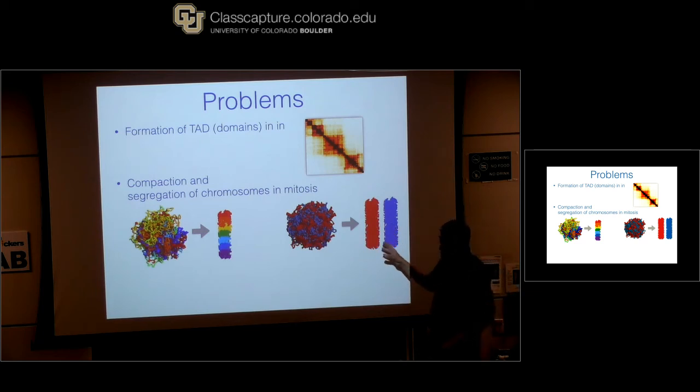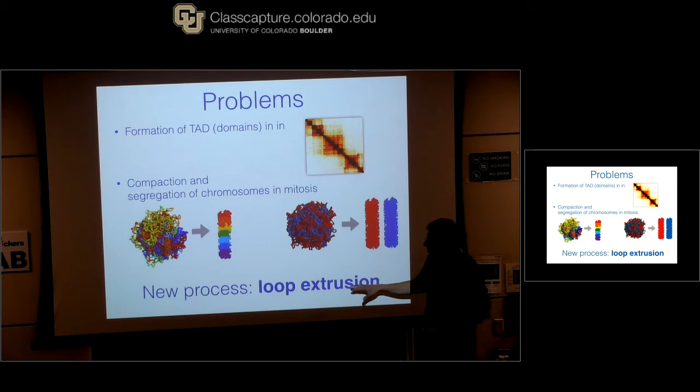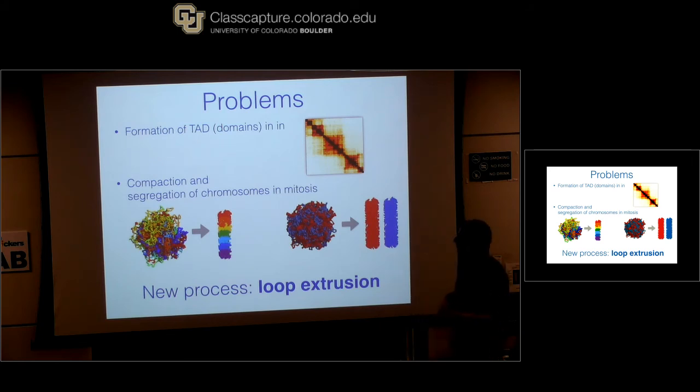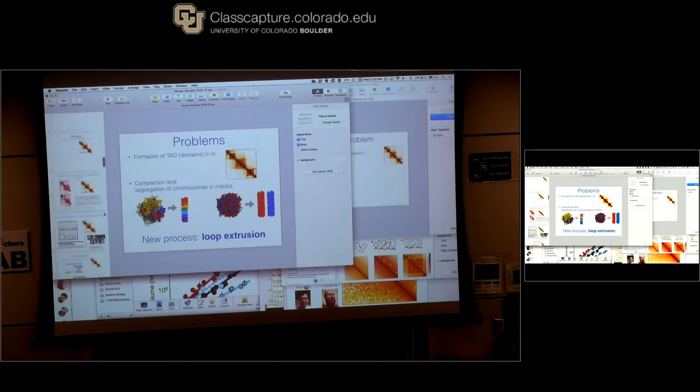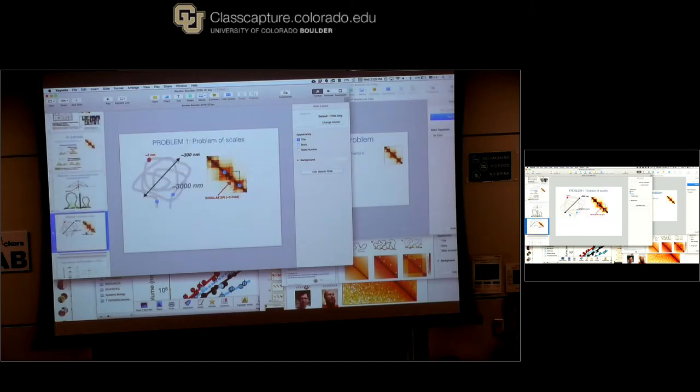All these processes are facilitated, we believe, by a mechanism referred to as loop extrusion. We predicted that this mechanism should operate. That's our collaboration with John Marko from Northwestern, and we demonstrated in simulations and later in experiments that this mechanism can work. I'll just illustrate this by showing you some simulations. Basically, the question was, how can these domains get formed?